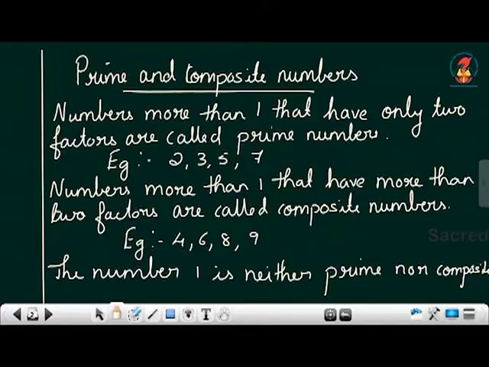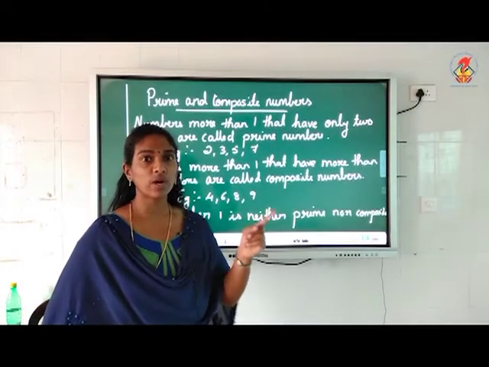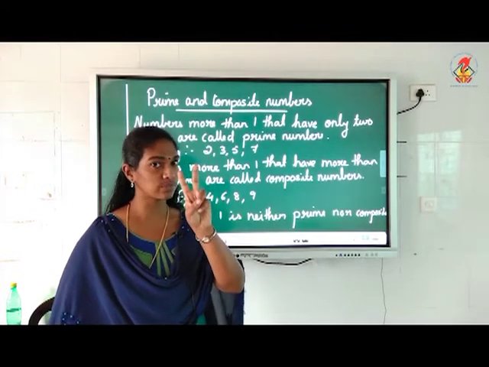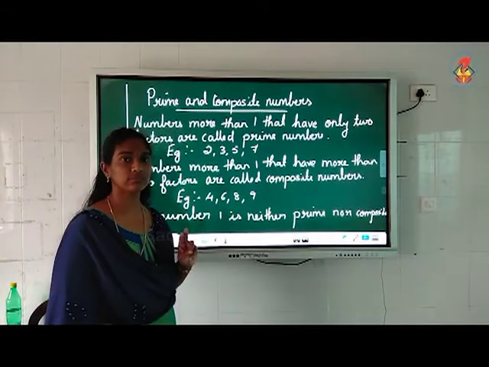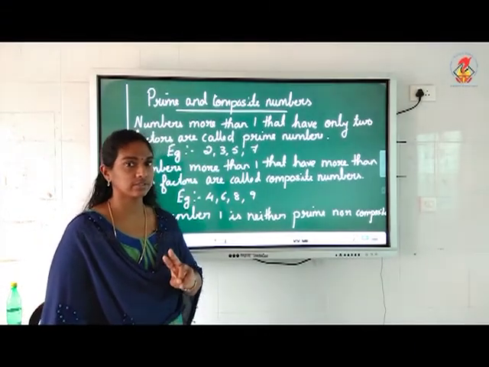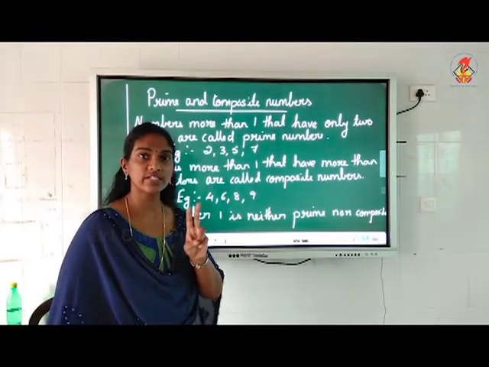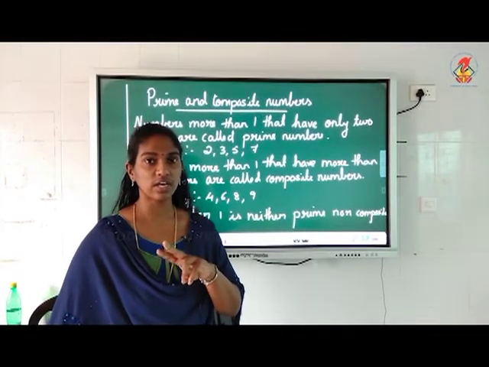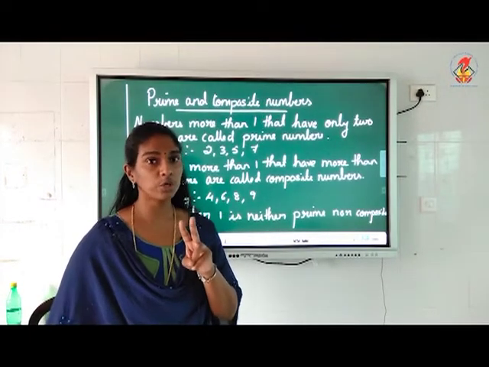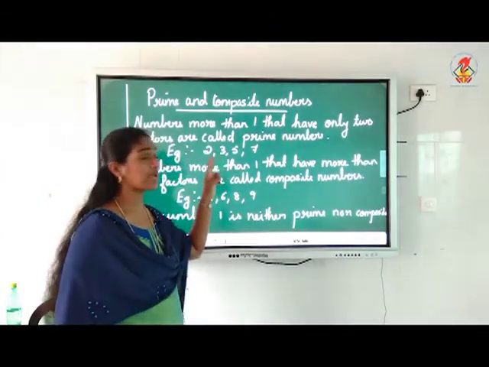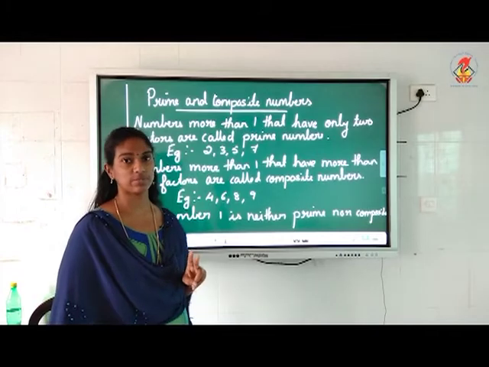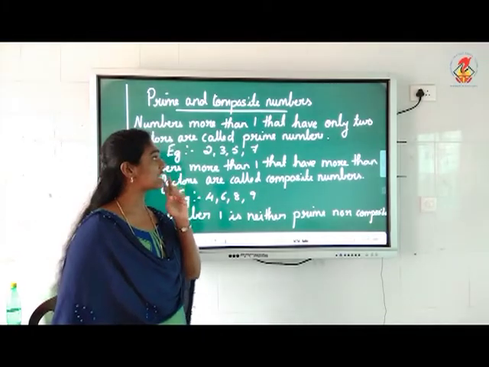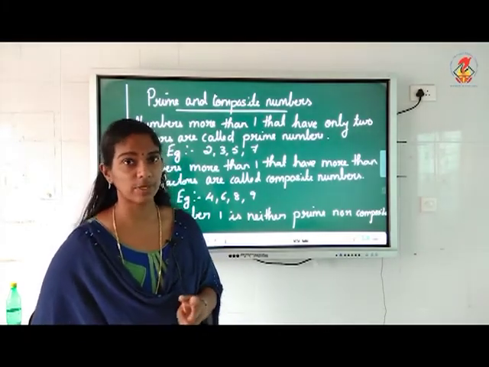So, you take the example 2. What are the factors of 2? 1 into 2 is 2. Other than that, do you have any other factors? No, only 1 and 2. Only 2 factors, right? 3: 1 and 3. 5: 1 and 5. 7: 1 and 7. Other than this, do they have any other factors? No, they are having only 2 factors. Such type of numbers are called prime numbers. Numbers more than 1. Here we are not going to consider 1. Numbers more than 1 which have only 2 factors are called prime numbers.